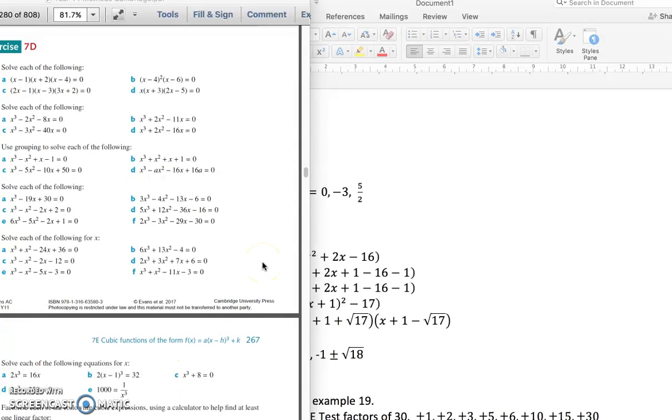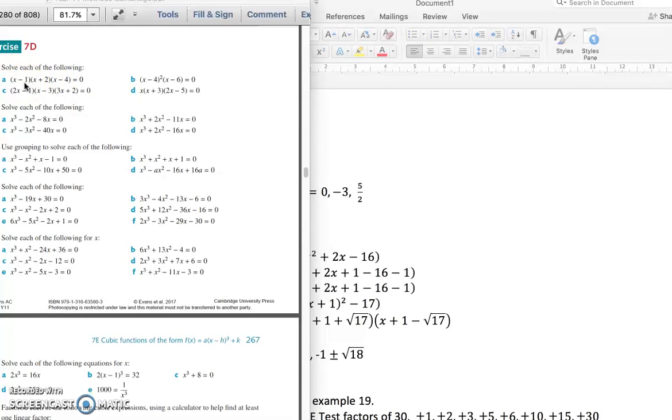Okay, this is a quick video on 7D. Most of the fundamentals for 7D come from 7C, so if you haven't watched that video and you struggle with 7C, you do need to understand that before 7D. So question 1, solve each of the following.